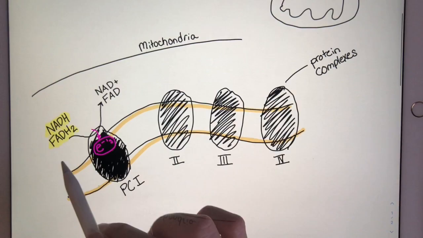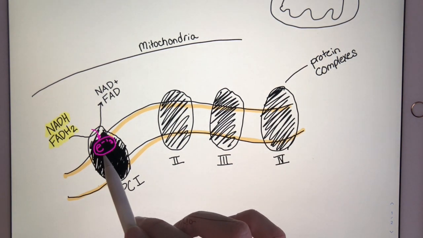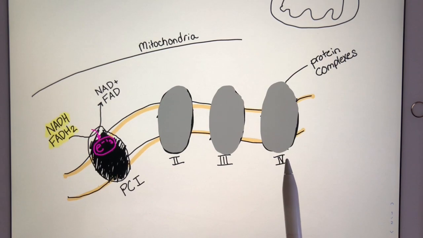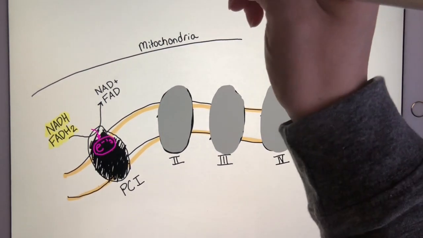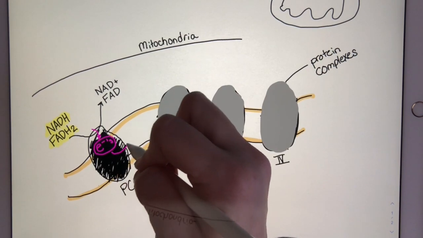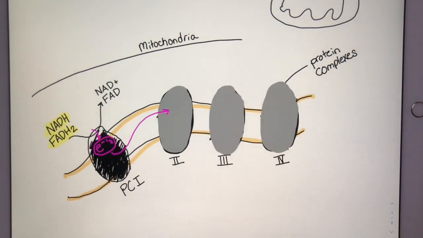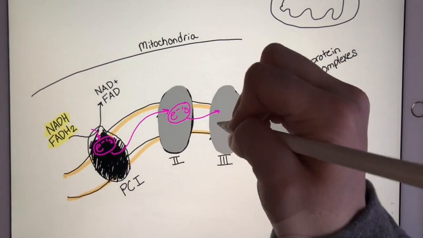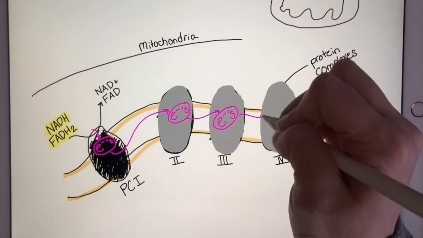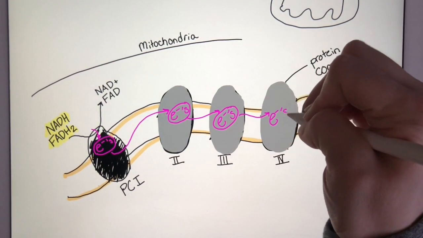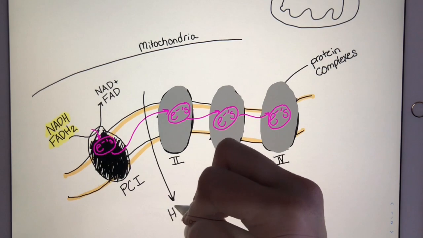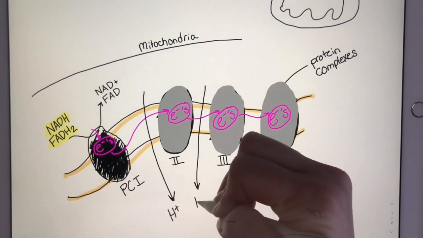NADH and FADH2 were from the citric acid cycle, and they're called electron carriers because they carry electrons. I've shaded the protein complex, much easier to see now, but the reason why we call it electron transport is because the electrons are literally getting transported. So the electrons move from complex 1 to complex 2 to complex 3, then to complex 4. When these electrons get passed through the membrane, hydrogens cross into the matrix.